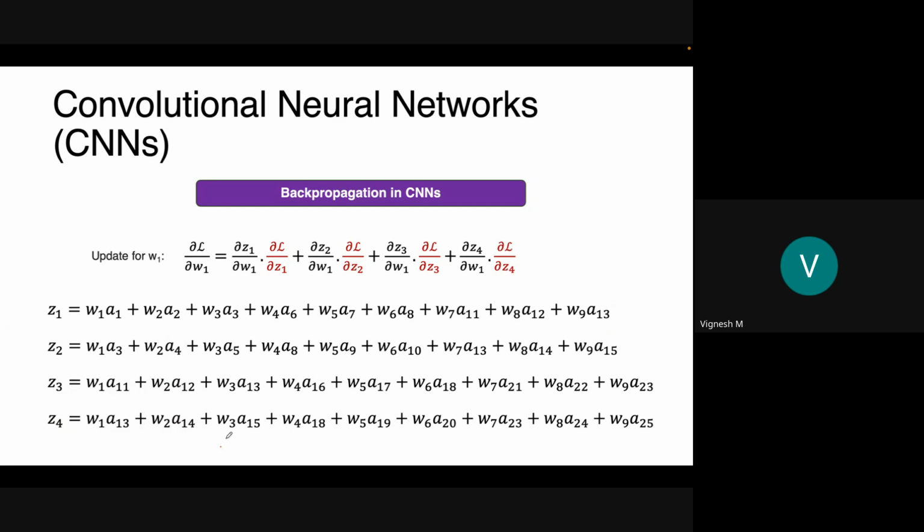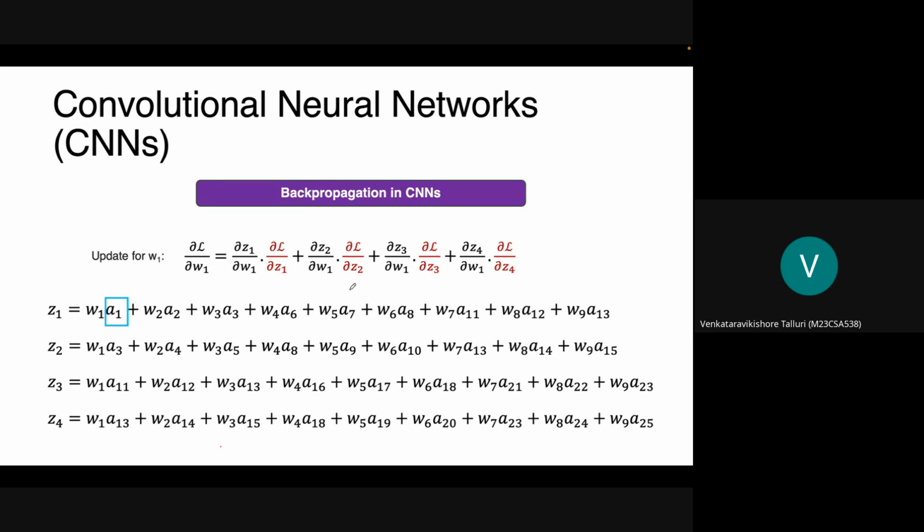So now tell me, what is dou Z1 by dou W1? That means you're taking the partial derivative of Z1 with respect to W1. So that means that everything that is apart from W1 is a constant. A1. A1. Right? So then dou Z2 by dou W2 will be?